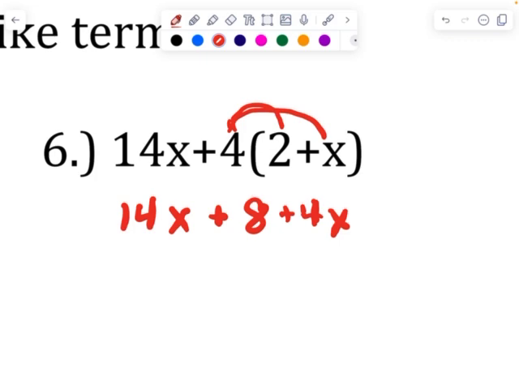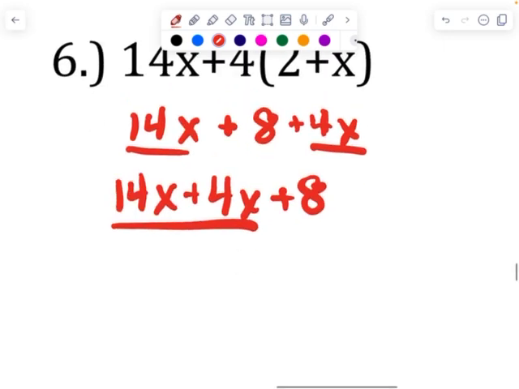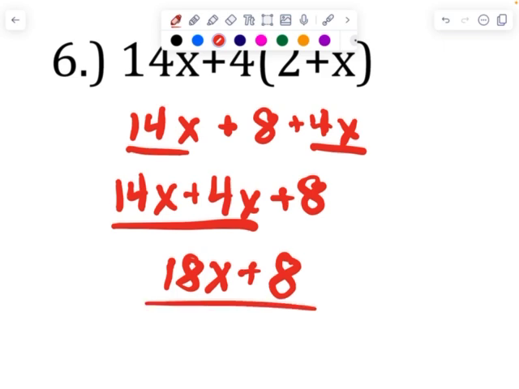And now I'm going to reorder so I have like terms next to one another. 14x and 4x can be written next to one another because they're like terms. They have the same variable to the same exponent. Now I can combine them. 14x and 4x make 18x. I'm just adding the coefficients. And 18x plus 8 is my final answer. I cannot combine them because they're not like terms.